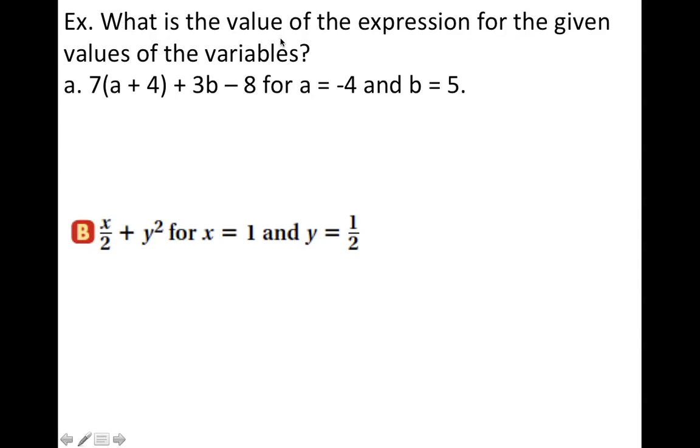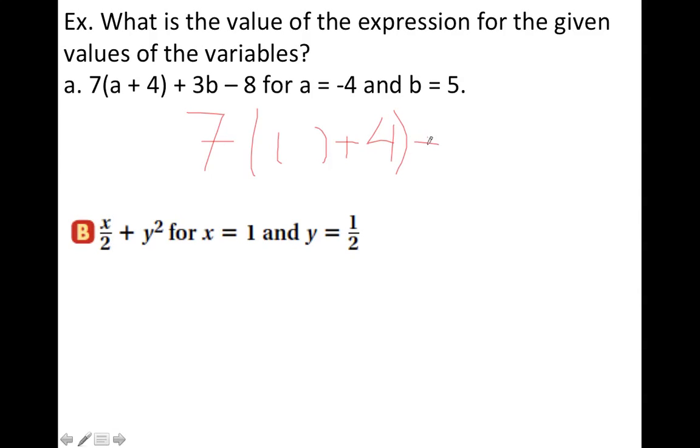These next ones are very simple. What is the value of the expression for the given values of the variables? And we have 7a plus 4 plus 3b minus 8. Notice how they give us the values for a and b, so it's really simple. If it helps you, rewrite this expression and take out the variables and replace them with parentheses. So I see an a, replace with parentheses. And I see plus 4. And we got to end the parentheses.